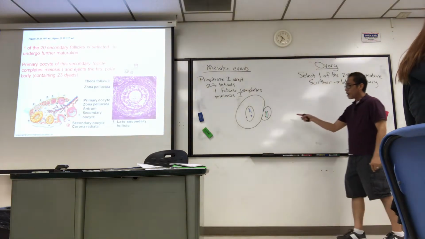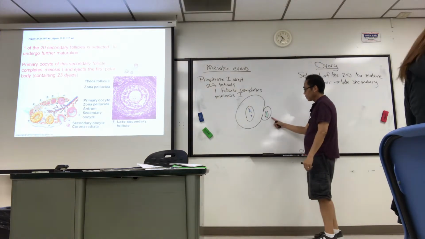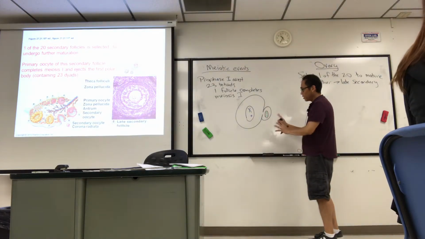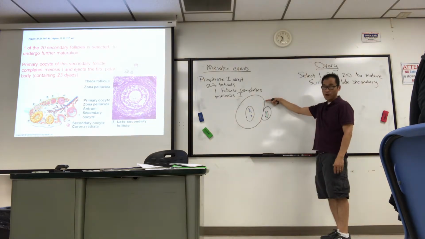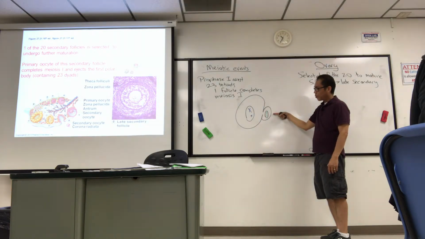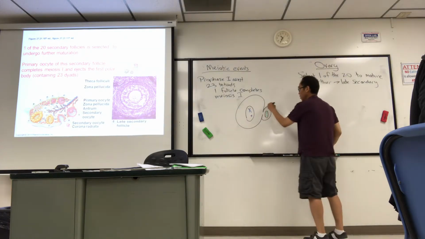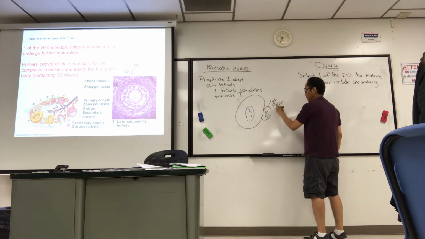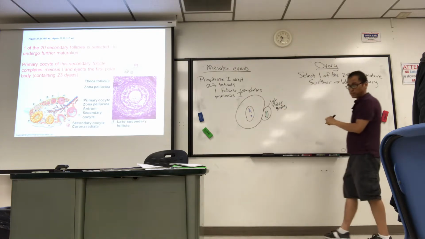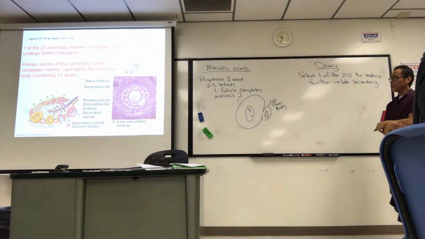When you finish pinching off the unequal division, all the cytoplasm goes to the thing that will be ovulated. Okay? This is called a polar body. It's the first one. Basically, it's a cell that got no cytoplasm. You just ejected the genetic material in it.